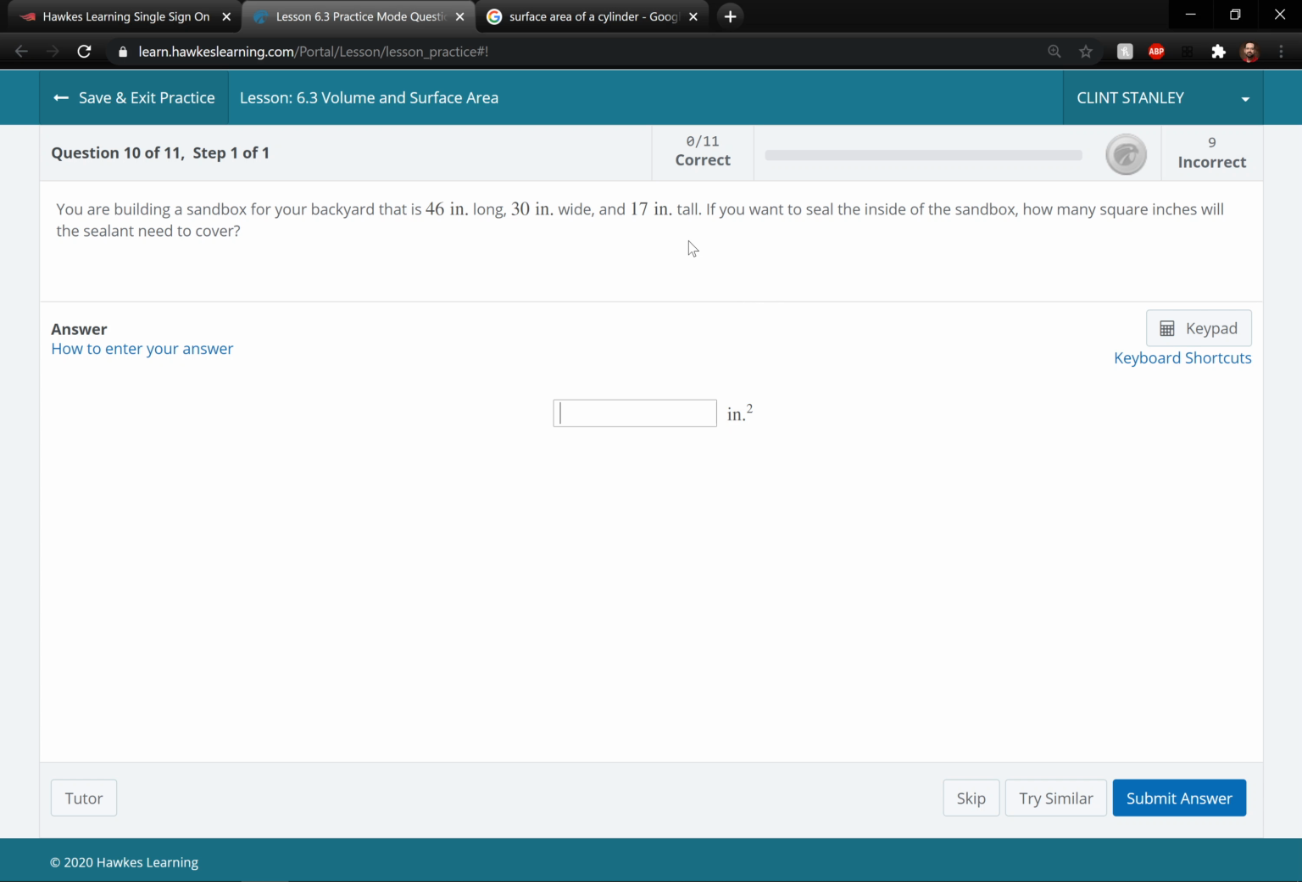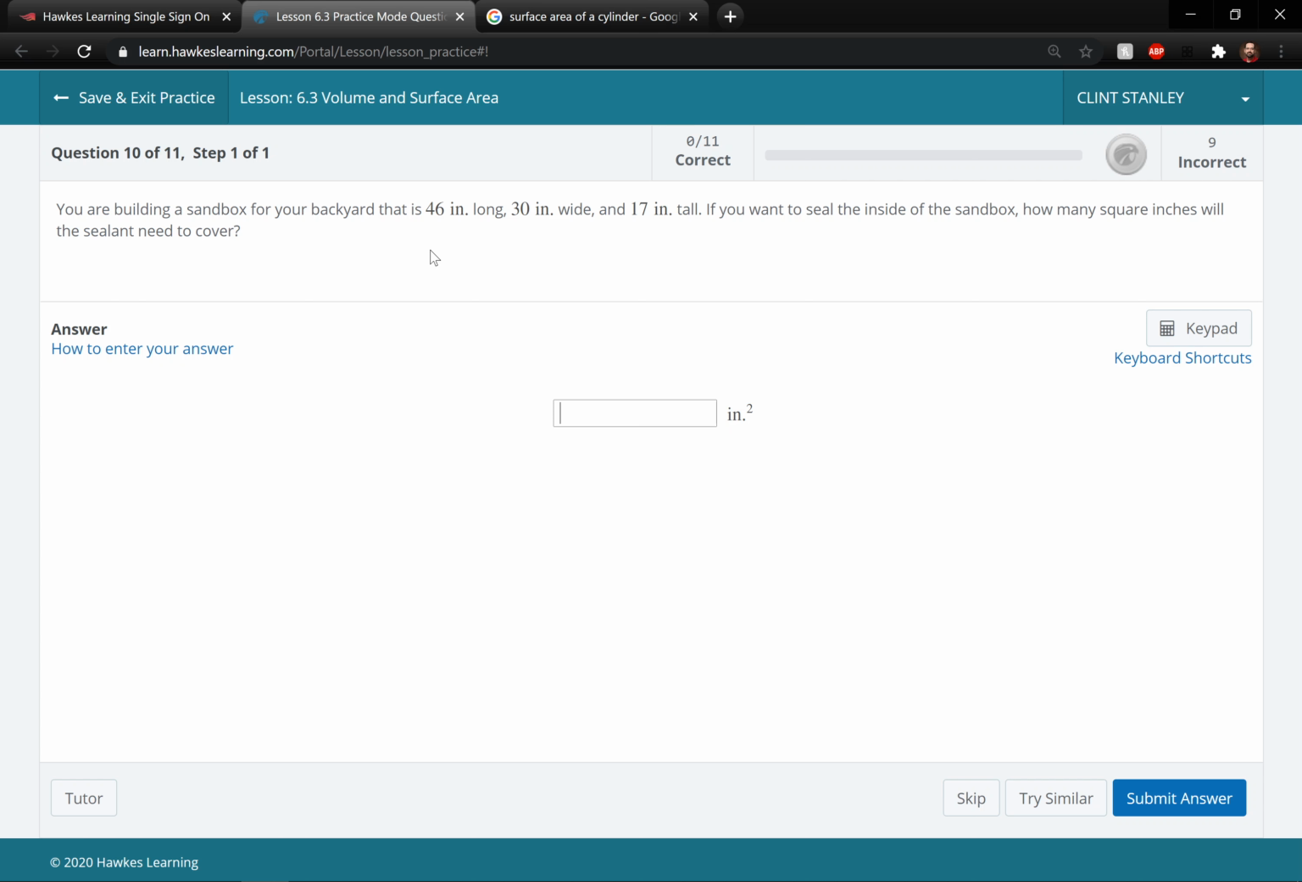We're going to seal the inside of the sandbox. It gives us the dimensions. How many square inches will the sealant need to cover? Okay, so if we're sealing the inside of the sandbox, that means we're not going to put any on the top. Okay.